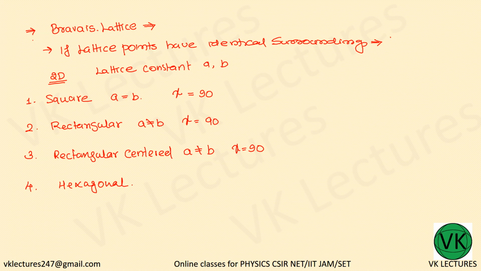You have A equal to B, and the gamma value is 120 degree. Okay, now the 5th one is oblique, where A not equal to B and gamma not equal to 90 degrees. So this is oblique. Now in general, in 2D lattice there are 5 Bravais lattices.